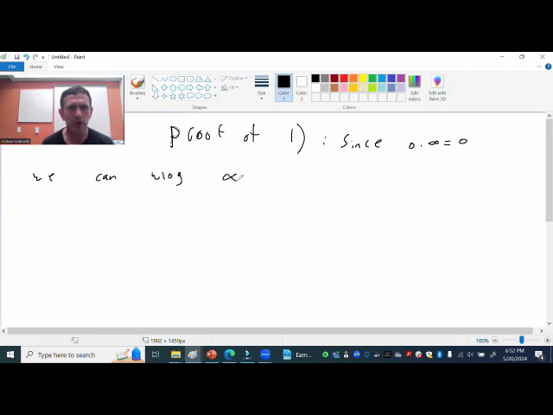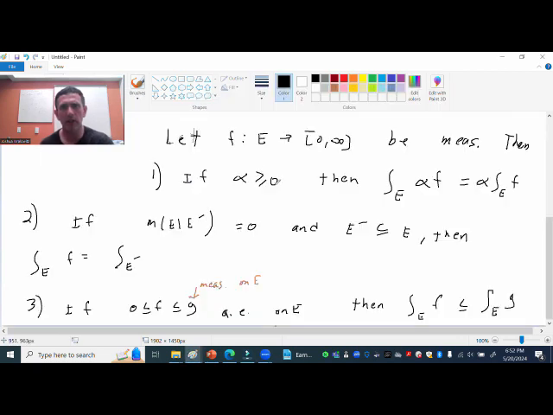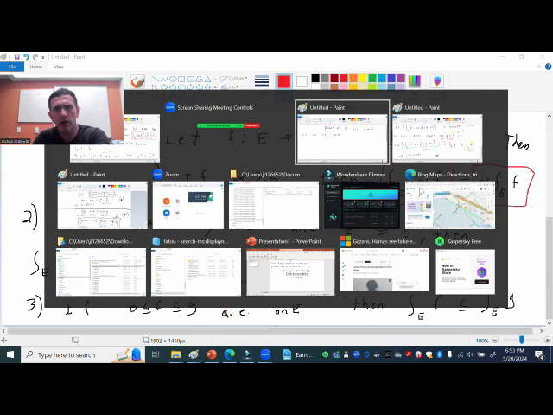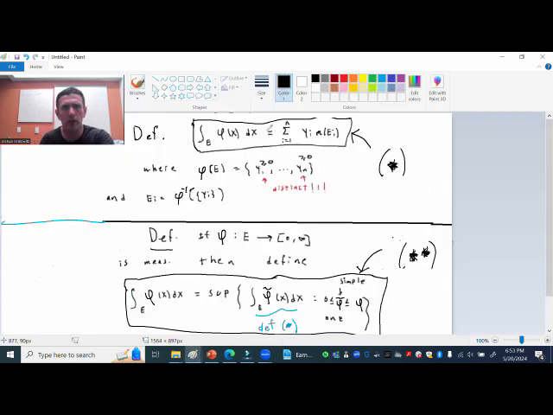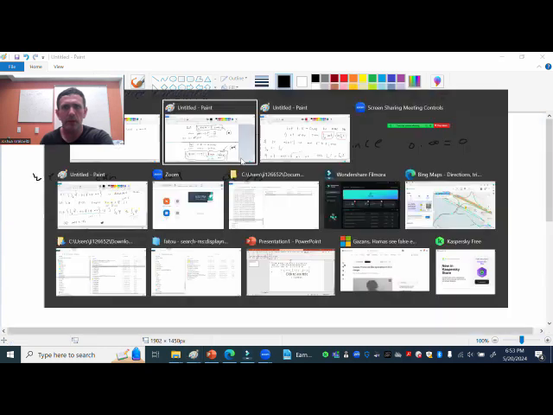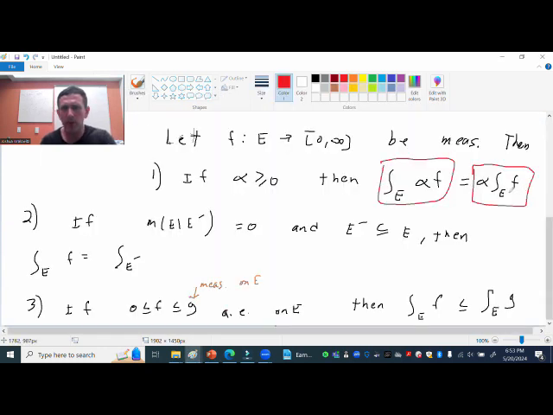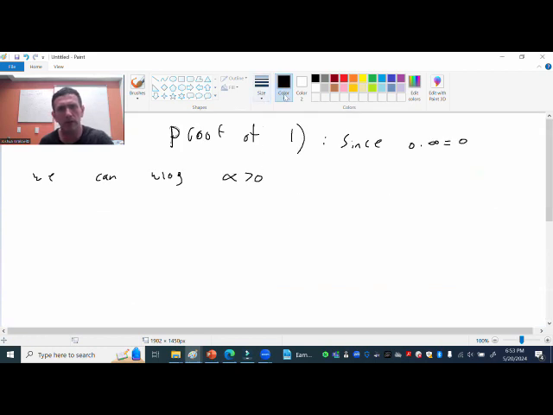I can assume without loss of generality that alpha is positive. Why? Because if alpha is 0, then both of these are going to be 0. In particular, integrating the 0 function by definition gives you 0. If you have any doubts, go back to the definition, literally right here. On the other hand, if the integral is infinite, then 0 times infinity still gives you 0. So if alpha is 0, both of these are 0. So assume alpha is positive.